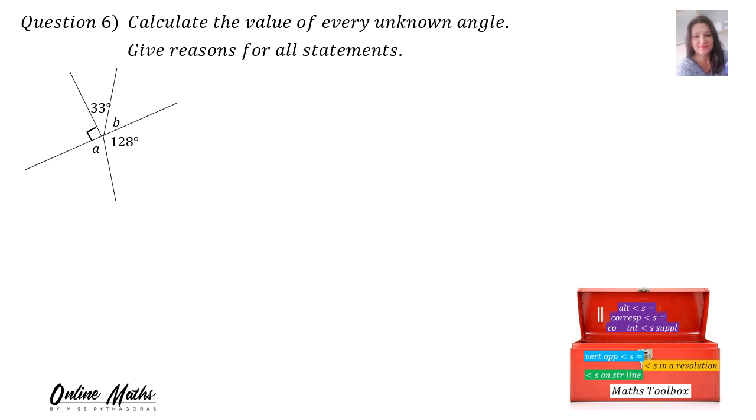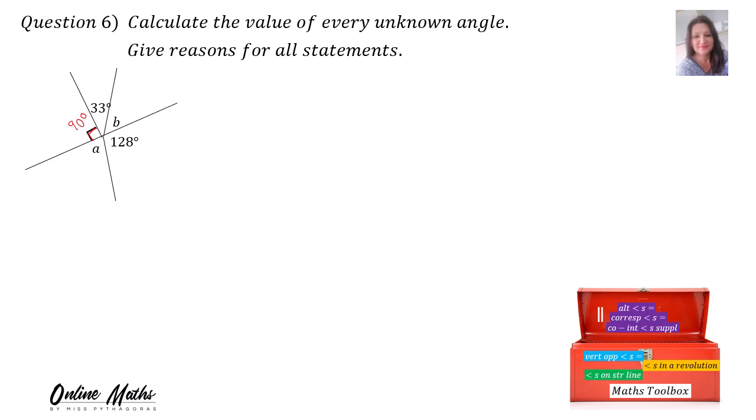Question 6. Calculate the value of every unknown angle. Give reasons for all statements. Now when you go to your sketch, there's something that's really important here. It's this little symbol over there. Remember, I said that means something, and it means that the two lines are perpendicular. In other words, you find a right angle there, a 90-degree angle. That's the first thing.